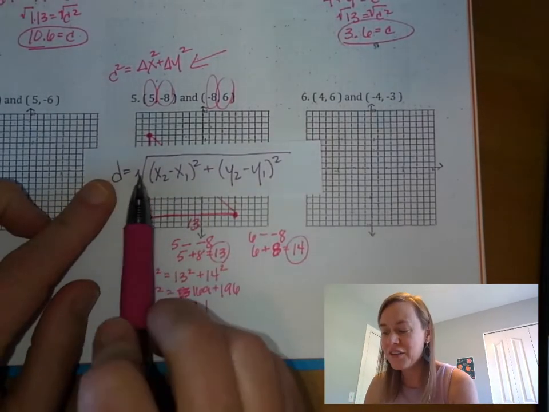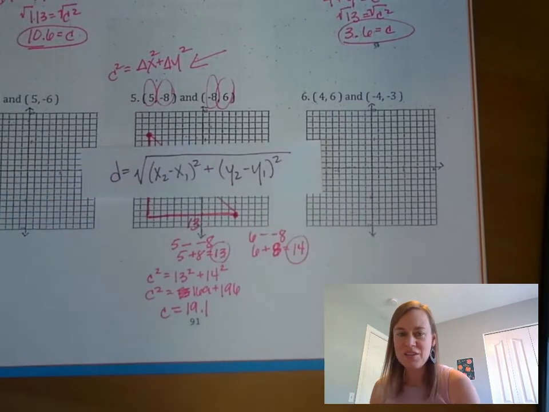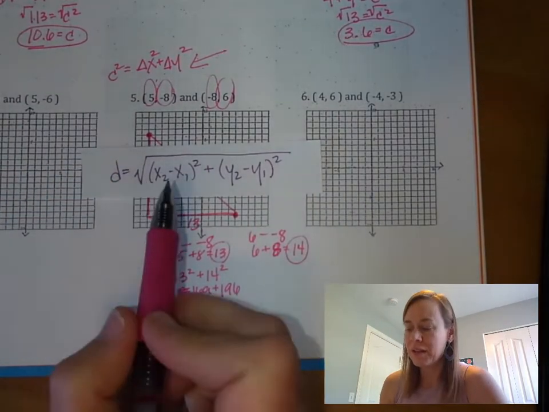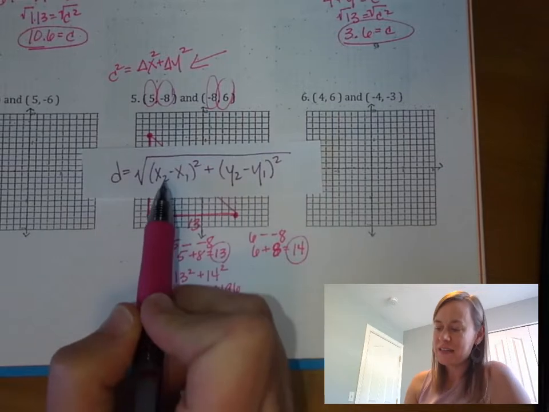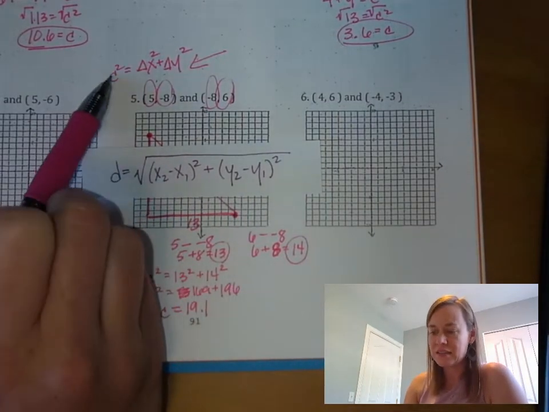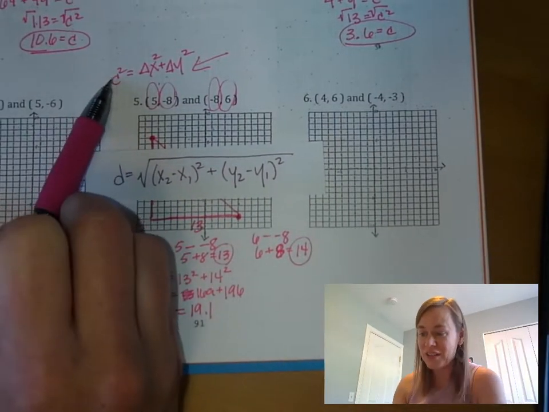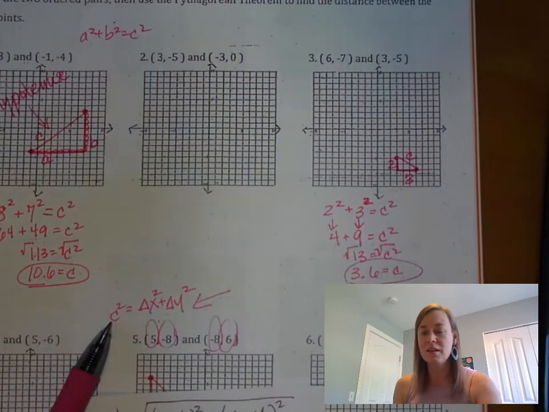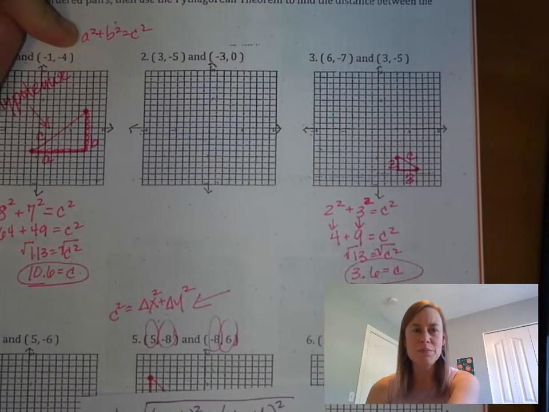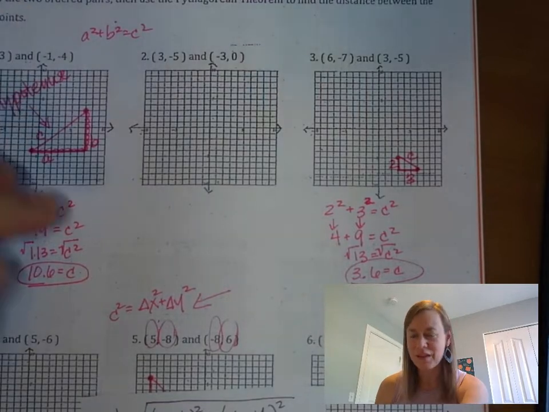Okay, so this is your official distance formula. And I'll show you how to use it in the next problem. But I want to emphasize that this is just the same exact thing as this. And this is just the same exact thing as what you've been doing all along, which is a squared plus b squared equals c squared. Okay, let's try another problem.